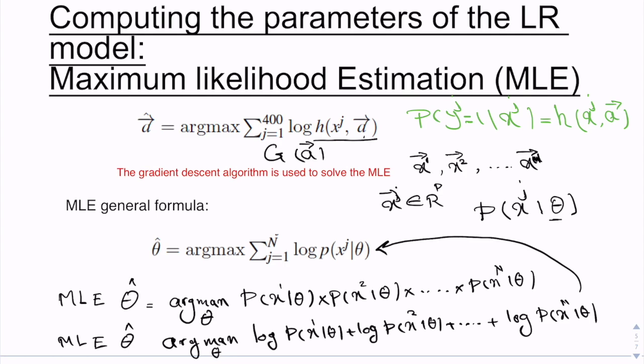So I will stop here, and in the next lecture I will talk about how we can evaluate the performance of a classifier, and we'll also talk about the gradient descent algorithm, which is a technique used to find the parameters of an optimization problem.